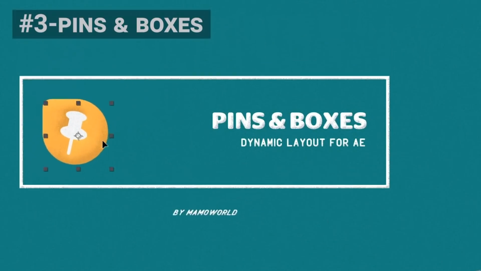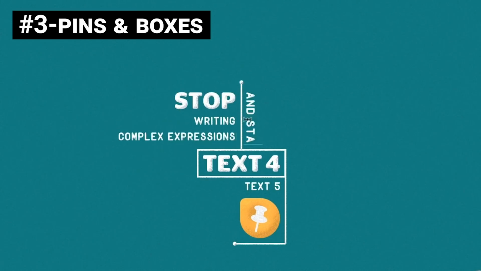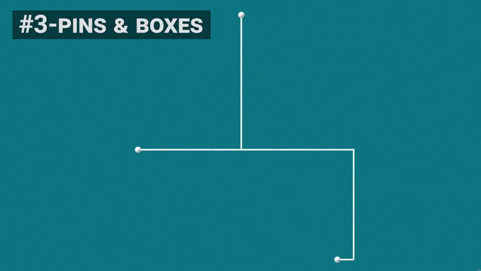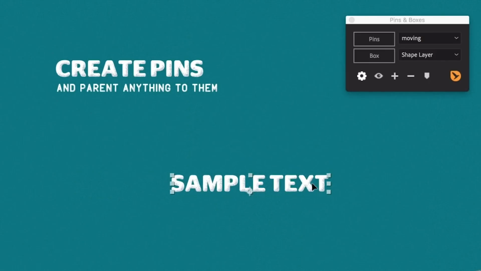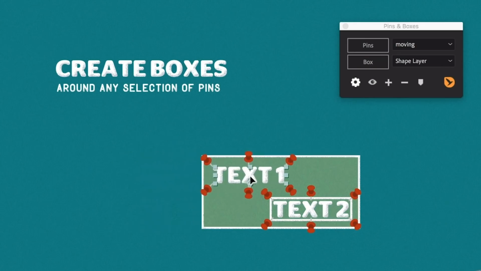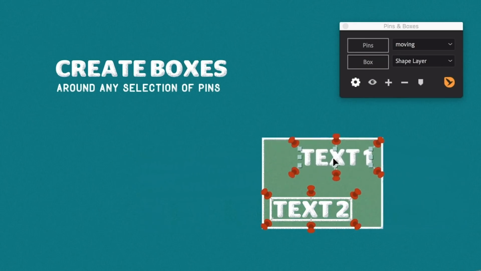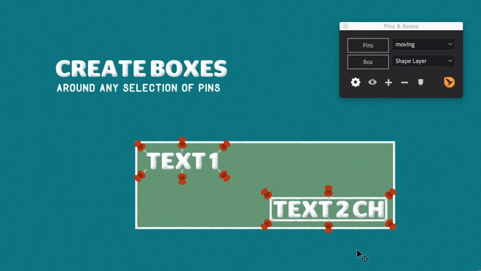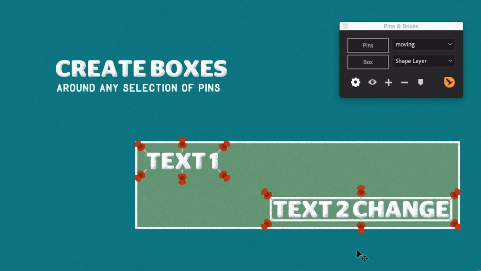Pins and Boxes is a plugin that allows you to sidestep writing complex expressions. You can quickly and easily create dynamic layouts in After Effects that automatically adjust when you edit text or resize other graphic elements. So if you spend any time creating motion graphic templates, this plugin is a necessity. The beauty of this tool is the simplicity at which you can create complex, custom designs.